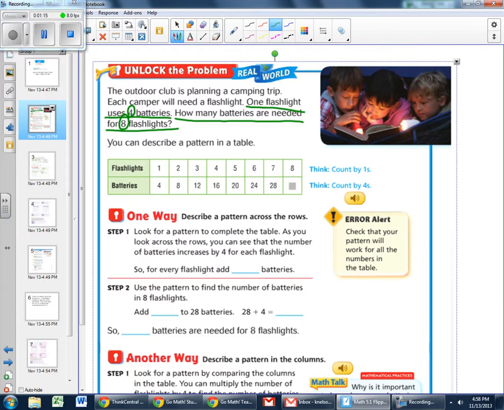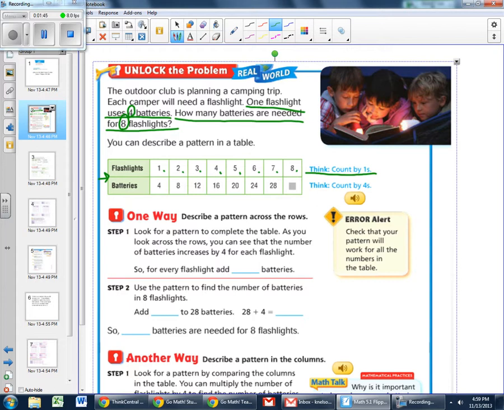We are going to use a table today to solve our problems. So they have created the table for us here. You're going to look at flashlights on the top row and batteries on the bottom row. Just looking for a pattern. If you think about this top row, you're counting by ones. So we have 1, 2, 3, 4, 5, 6, 7, 8, counting by ones. I'm sure you are all smart enough you could continue that pattern.